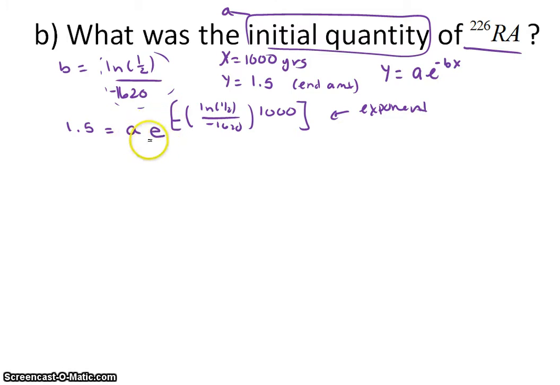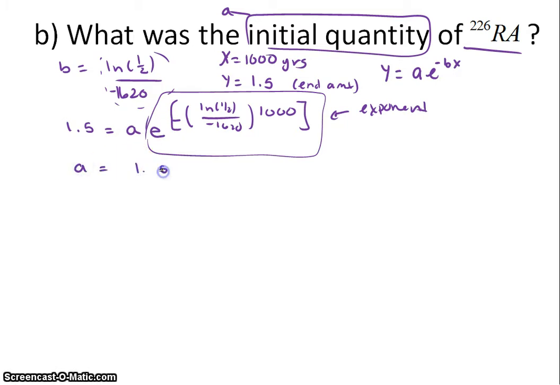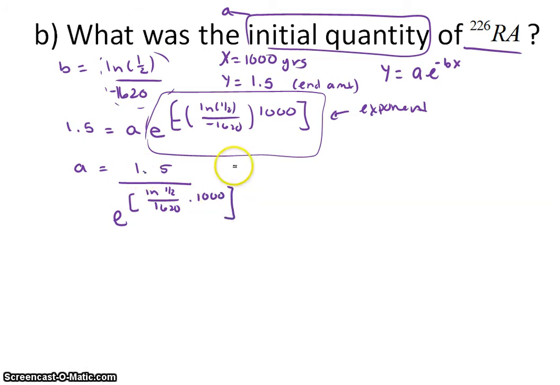We want to solve for A, so this whole thing here is a number, e to something. We could just type this directly into our calculator. It's a number, I don't know, 5. We want to solve for A, so we're going to divide both sides by that. So we have A is 1.5 all over this thing. I'm going to be left with A equals 1.5 over e to the, and I'm going to cross off those negatives, ln of 1/2 over 1620 times 1000. And this is the initial amount.